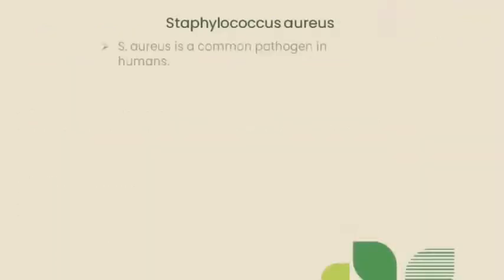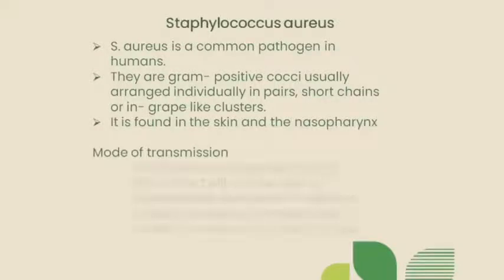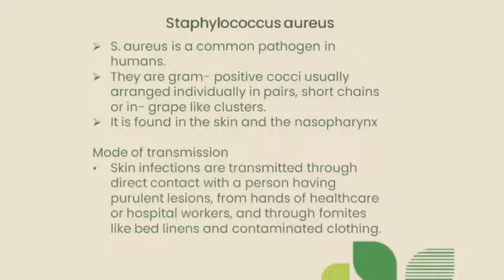Staphylococcus aureus is a common pathogen in humans. They are gram-positive cocci, usually arranged individually, in pairs, short chains, or in grape-like clusters. It is found on the skin and the nasopharynx. Mode of transmission: skin infections are transmitted through direct contact with the person having virulent lesions, from hands of healthcare or hospital workers, and through fomites like bed linens and contaminated clothing.